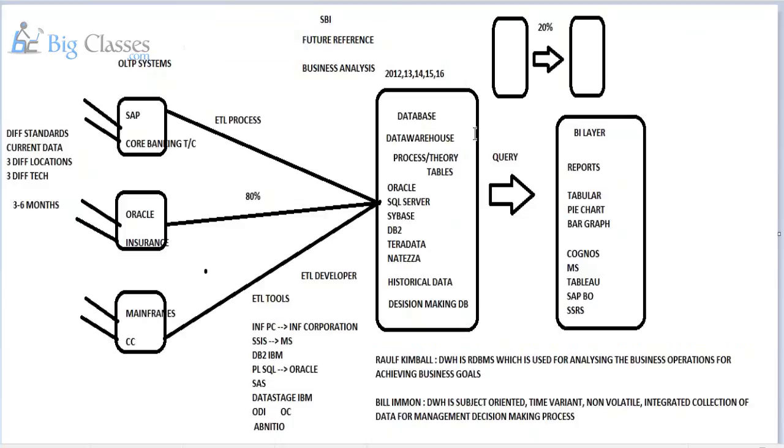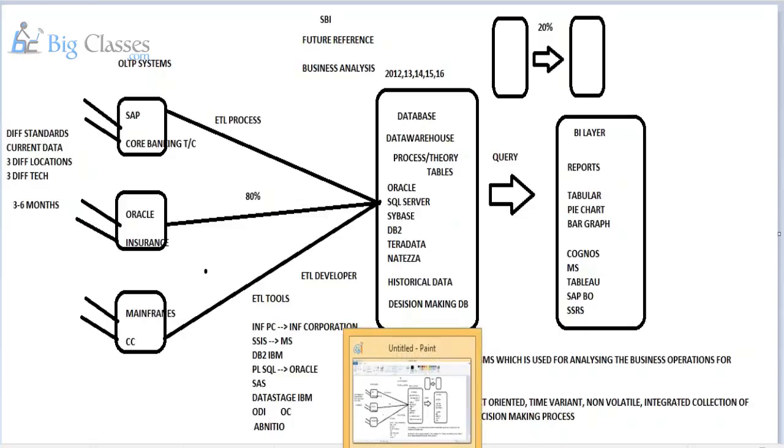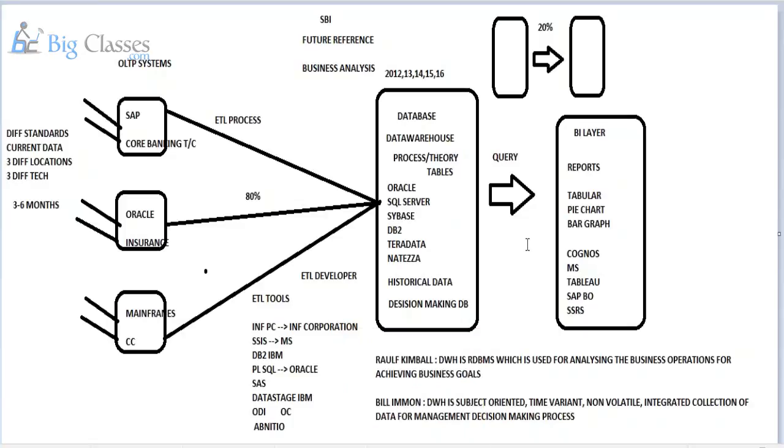According to Ralph Kimball, a data warehouse is built on a database which is useful for analyzing the business operations for the purpose of achieving the business goals. And according to Bill Inmon, a data warehouse is subject oriented. What is meant by subject orientation? If you take any organization, it will have multiple subject areas, like the sales subject area, finance subject area, and marketing. Likewise, different subject areas are present.